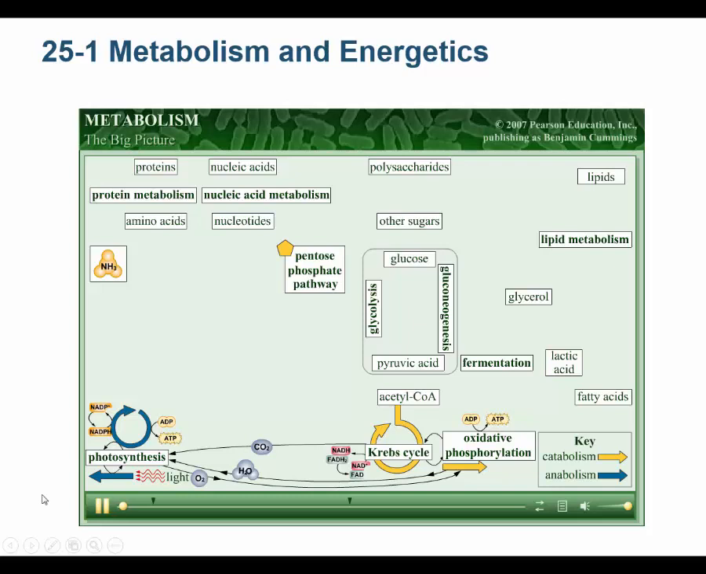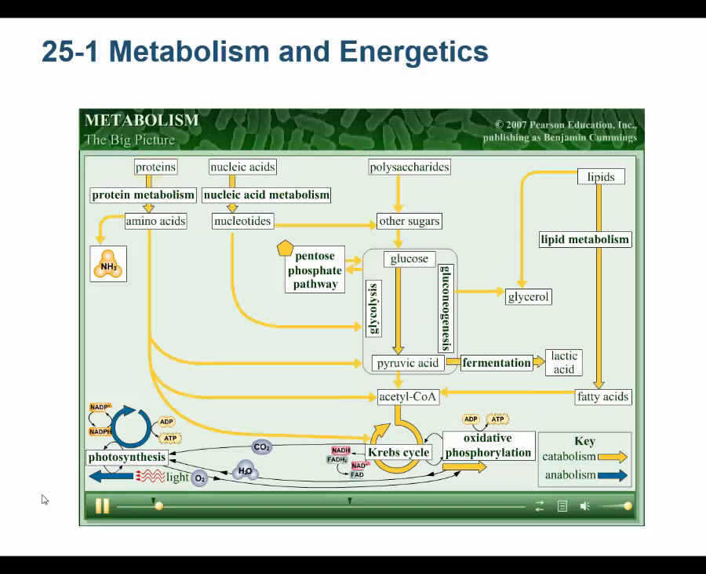Now that you've learned about different catabolic and anabolic processes of microorganisms, let's see how these fit together into a complete picture. Proteins can be broken down by protease enzymes into amino acids, which can be further broken down through the glycolysis and Krebs cycle pathways. Nucleic acids can be broken down by nuclease enzymes into nucleotides that can also enter the glycolysis pathway.